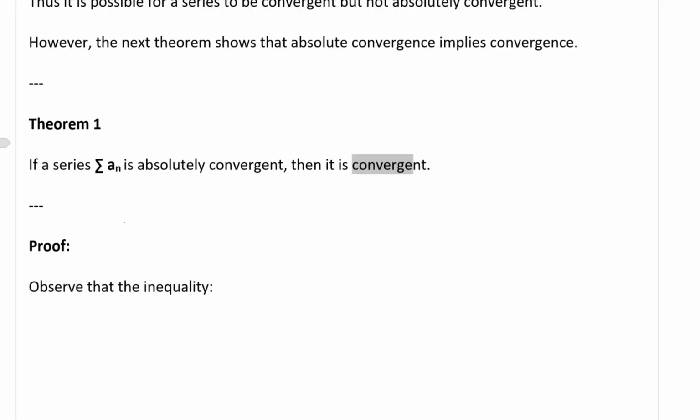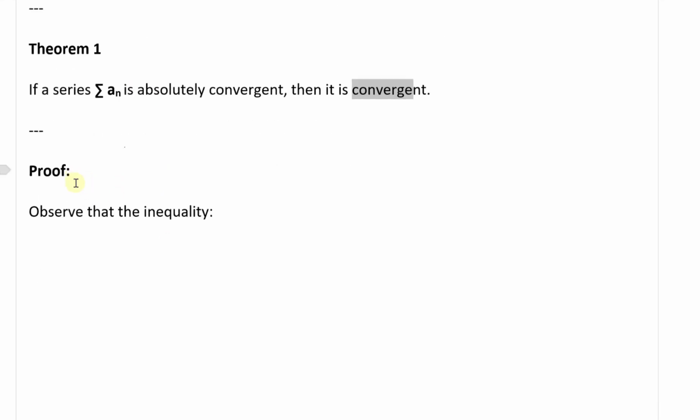Alright, so now let's look at the proof for this theorem, and it's pretty straightforward. So observe the inequality. What I'll do right here is write a_n. So a_n can be positive, it can be negative, but now if I add the absolute value of a_n, this is going to be greater than or equal to 0, because it can't be negative, since we're adding the same exact absolute value of it. So if this is negative 4, this is going to be 4, so you can add them, and they're going to go to 0.